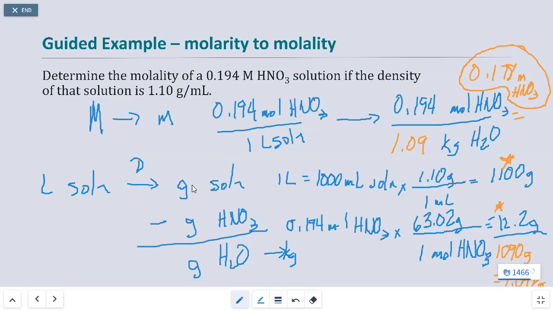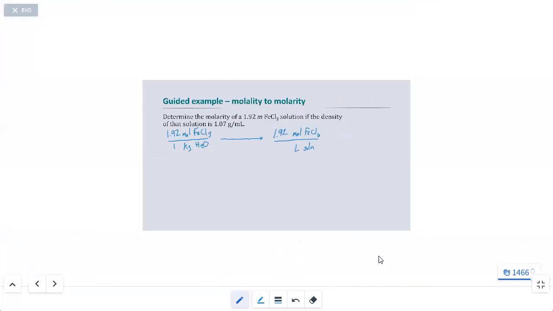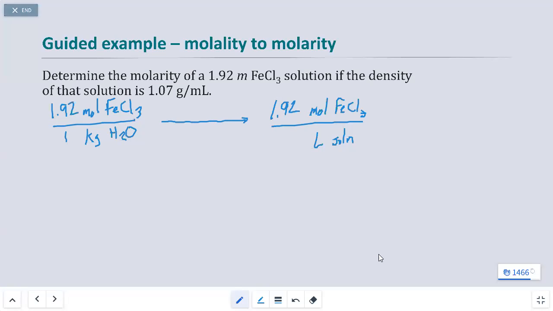We turned the liters into grams. We subtracted the mass of the solute to get the mass of the solvent, and we converted to kilograms. Here, we're going to add the mass of solute to the mass of solvent, and then convert the kilograms and the grams into liters. So we need to figure out how much 1.92 moles of iron 3 chloride weighs. That's a relatively simple conversion.